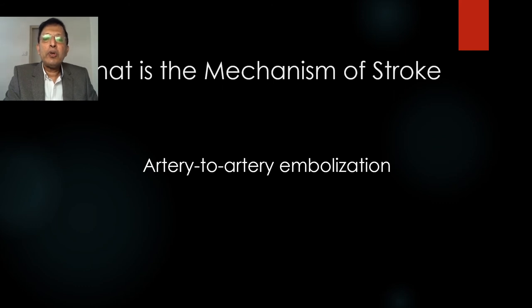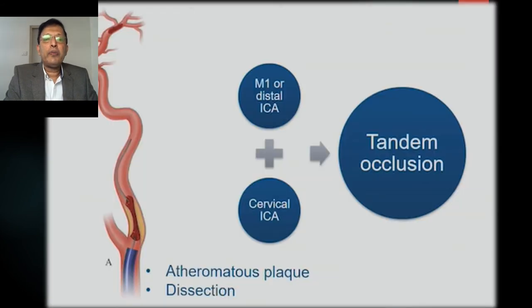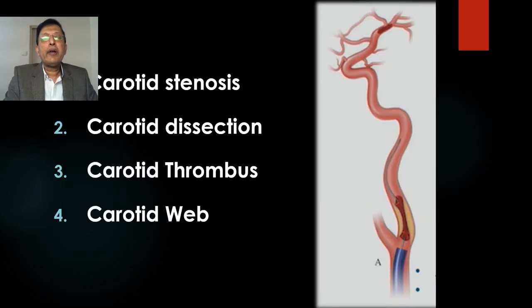The mechanism of stroke is simple. It is an artery-to-artery embolism. You have the proximal lesion here, which could be a carotid stenosis or a dissection, and from here, an artery-to-artery embolism occurs. Either it could be a thrombus or an atheromatous plaque or a material which gets dislodged and gets occluded distally. So this is the pathological substrate of a tandem lesion.